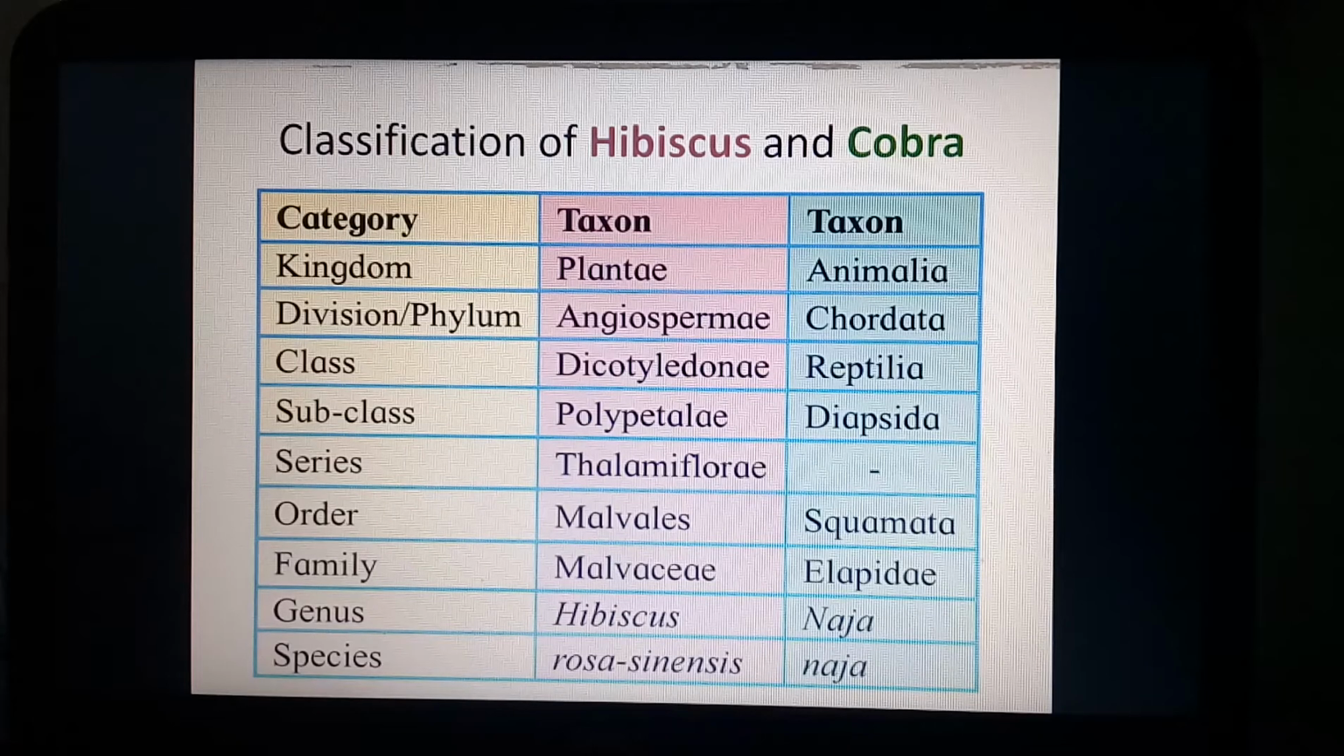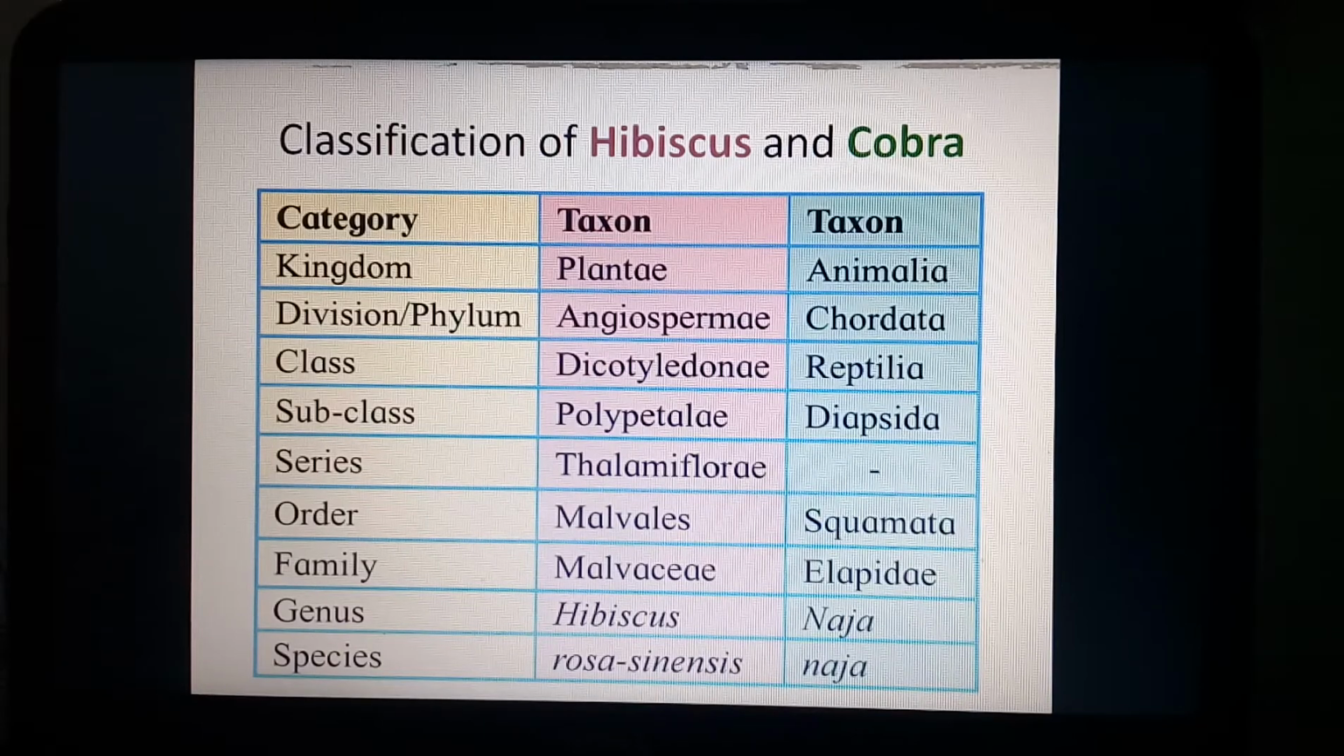Subclass, polypetalae. You know the flower, petals. Polypetalae, petals are free from each other. Gamopetalae, petals are united to each other. These are the subclasses. Then series, thalamiflorae. On the thalamus, all the whorls are arranged, so it is called thalamiflorae. Order, Malvales, family, Malvaceae. Genus, Hibiscus, and species, Rosa sinensis.